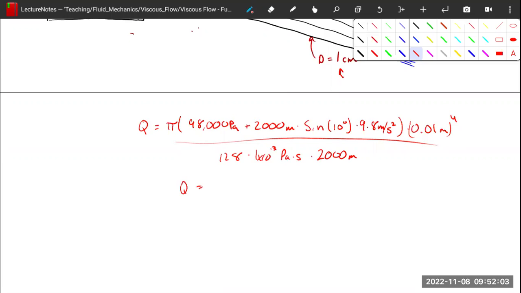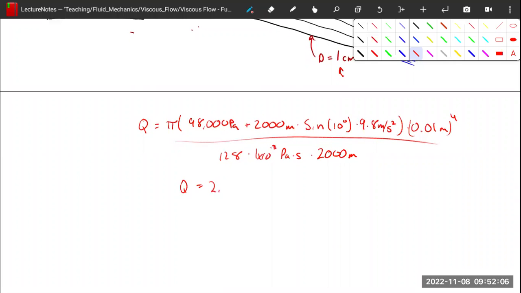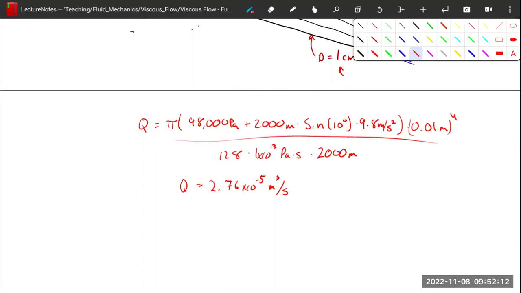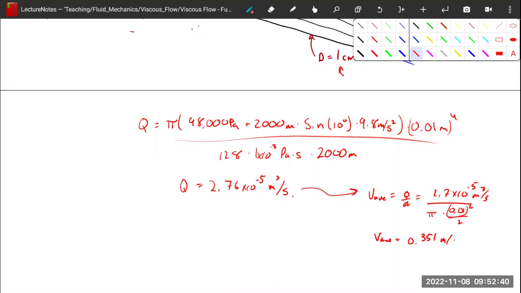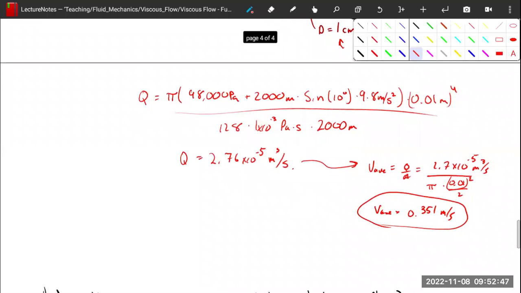So we solve for our Q and we get that our Q is equal to 2.76 times 10 to the negative fifth meters cubed per second. And this corresponds to an average velocity. V average equals Q over A, which is equal to 2.76 times 10 to the negative fifth meters cubed per second divided by pi times 0.01 squared divided by 2. V average equals 0.351 meters per second. So it's quite slow, right? 0.3 meters per second. And let's calculate our Reynolds number now.